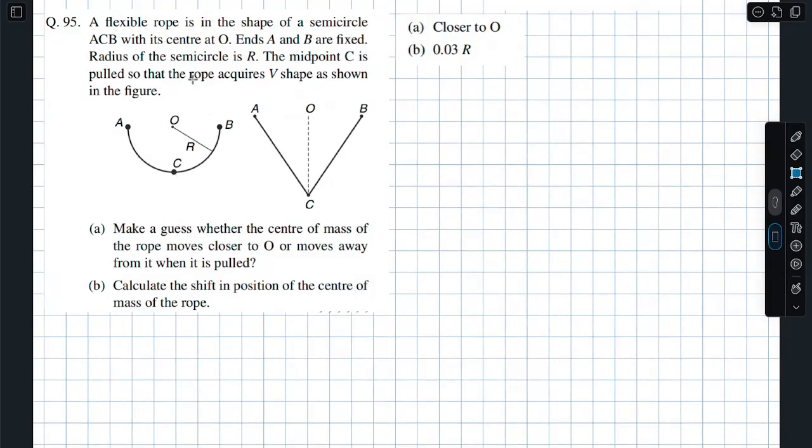Fortunately, they have given the shape as a semicircle. See, if you ask me, forget about all this chapter. If you ask me that it is a semicircle, then the center of mass is at a distance of, yesterday only I taught you all this. Where is the location of center of mass in case of a semicircle?